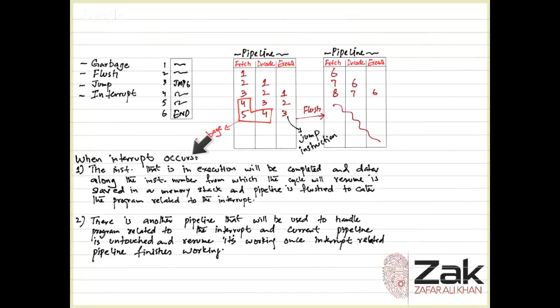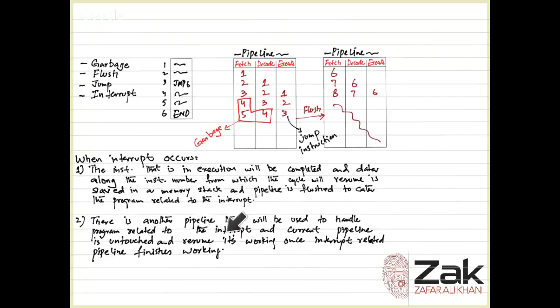When an interrupt occurs, the instruction that is in execution will be completed, and data along with the instruction number from which the cycle will resume is saved in the memory stack, and the pipeline is flushed to cater to the program related to the interrupt. This is one general wisdom, knowing what we learned earlier and what we have learned just now. There is another pipeline.